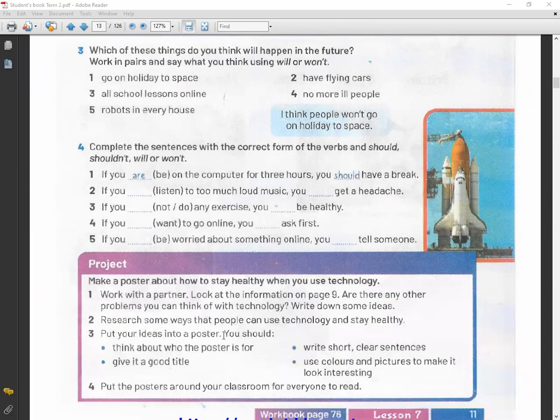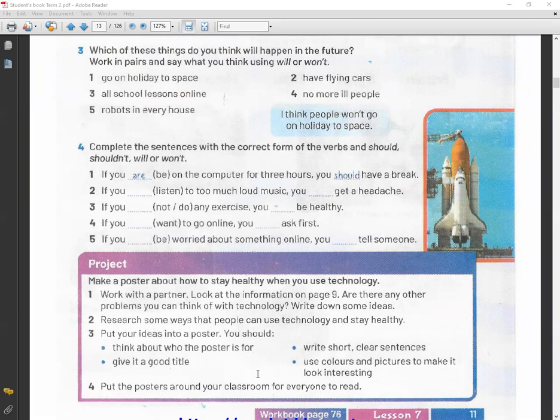Finally, we have a project. Make a poster about how to stay healthy when you use technology. Work with a partner. Look at the information on page 9. Are there any other problems you can think of with technology? Write down some ideas. Number 2, research some ways that people can use technology and stay healthy. Number 3, put your ideas into a poster.